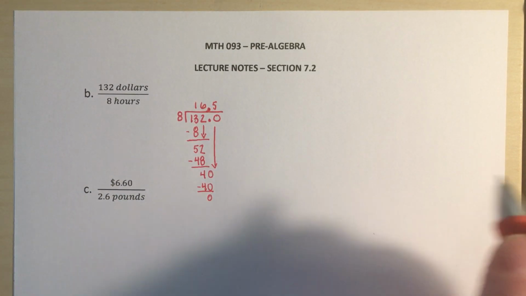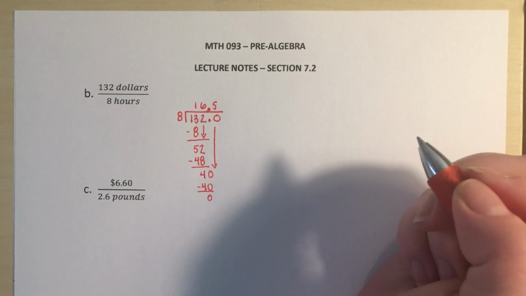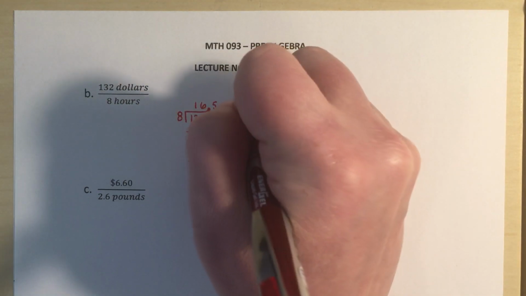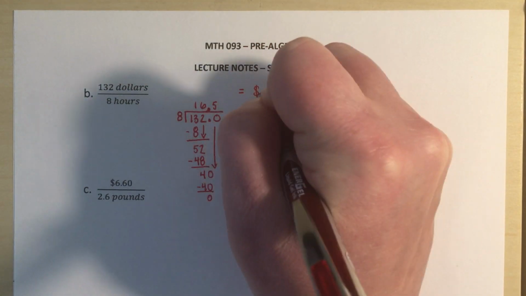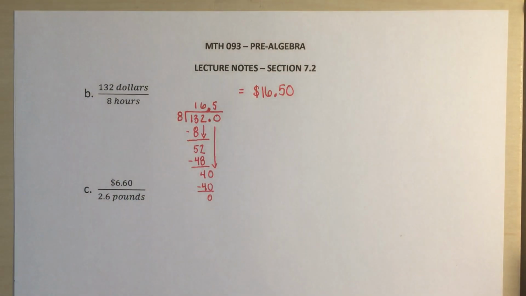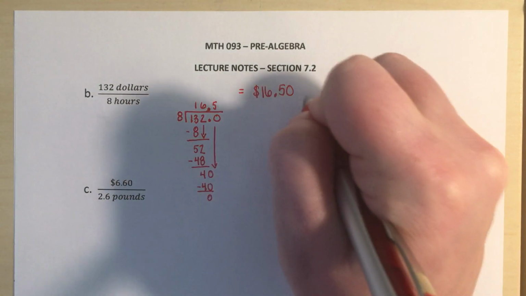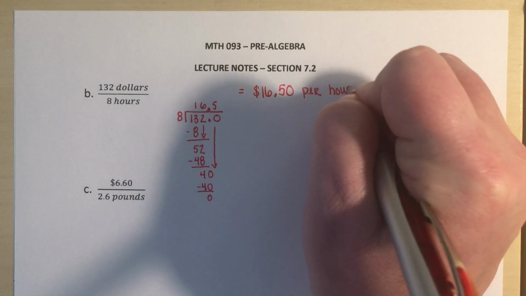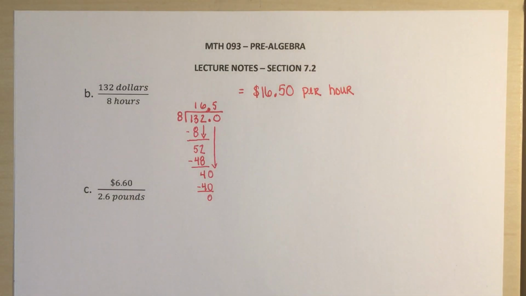As we write this as a unit rate, we're thinking money here. So I'm going to label this as $16.50, because money always has 2 decimal values, per hour. Again, the per means our denominator turned into 1, and we know that's the case because we used long division.